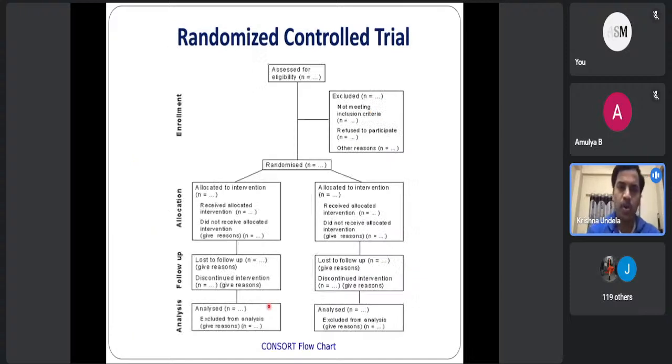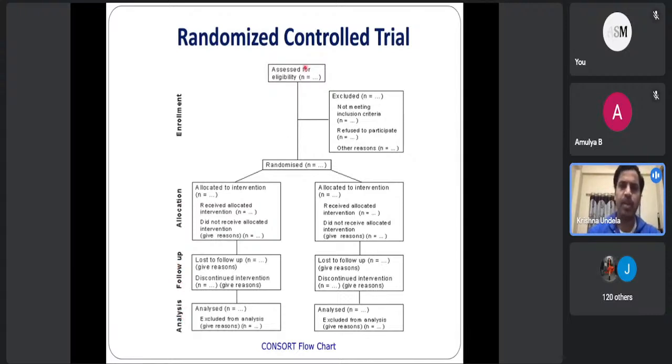And this is one of the important flowcharts you're going to observe in any type of randomized control trial, usually as figure 1. If you take any randomized control trial article, usually figure 1 looks like this, where they explain each and every aspect of the patient population, how exactly it's divided. There is an enrollment phase, allocation phase, follow-up phase, and analysis phase.